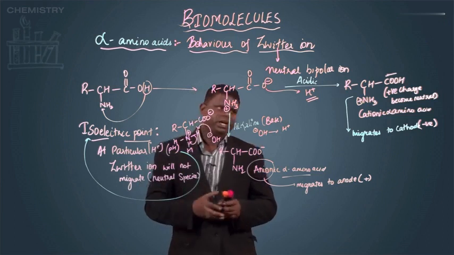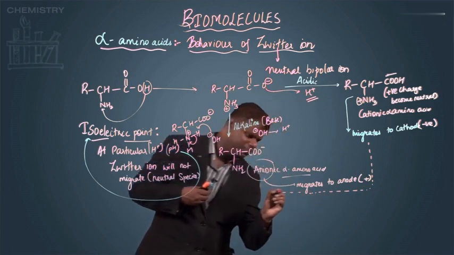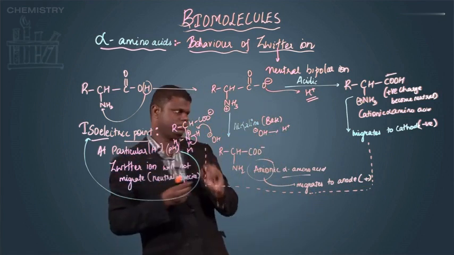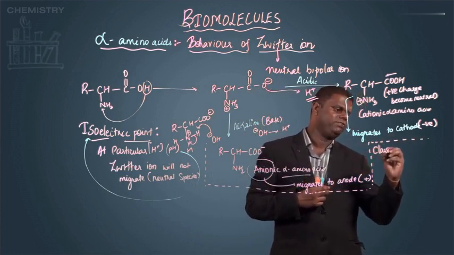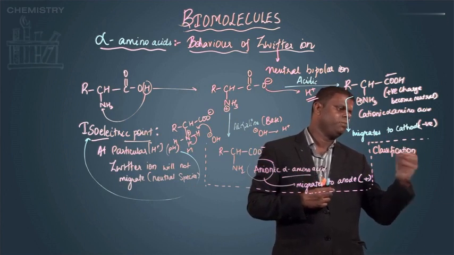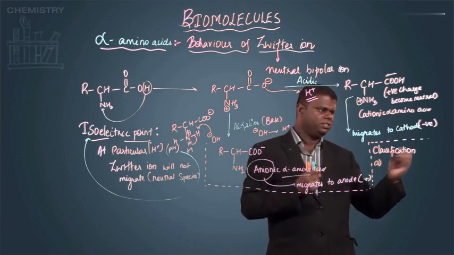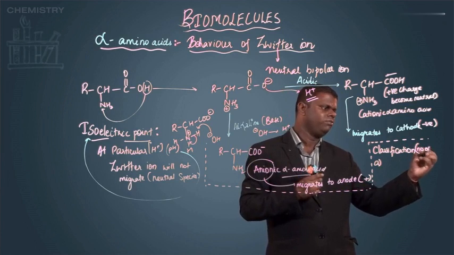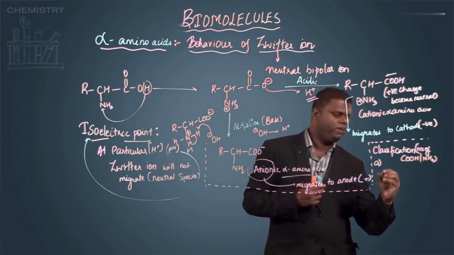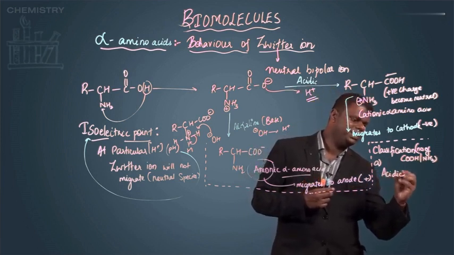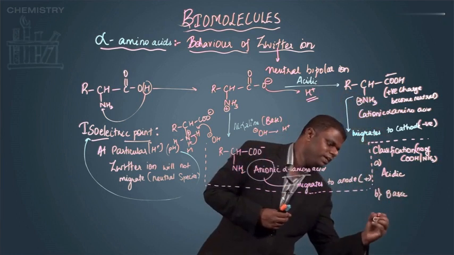So now we are going to study a very important aspect, that is the classification of alpha amino acids. What could be the basis for classifying an alpha amino acid? So let's start with the classification. In the case of classification, the first classification is based on the number of either COOH groups or NH2 groups, right? So they are classified into acidic alpha amino acids, basic, and neutral.